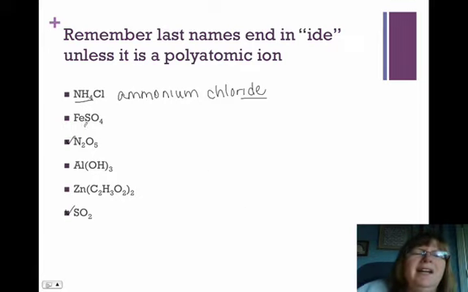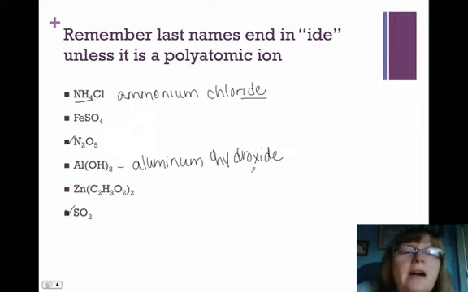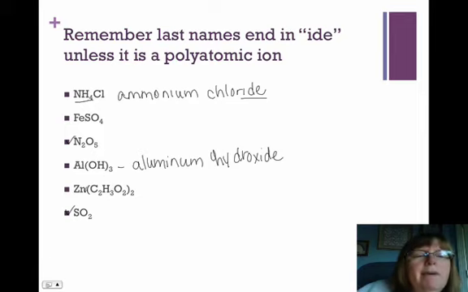Iron. Oh, iron is one of those metals that changes charges. It's a transition metal, so we're not going to name this one yet. Aluminum. Aluminum is a metal that always has the same charge. Do you remember what it is? Aluminum is always +3. So we can just go ahead and name it. This is aluminum, and we have a polyatomic ion. This is one of the polyatomic ions that ends in "ide." OH- is simply hydroxide.